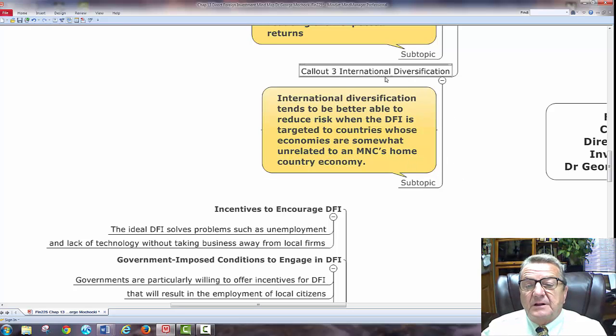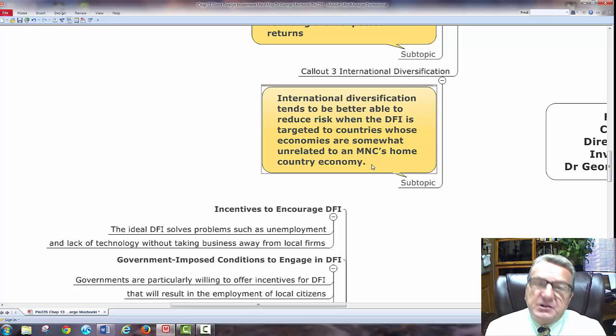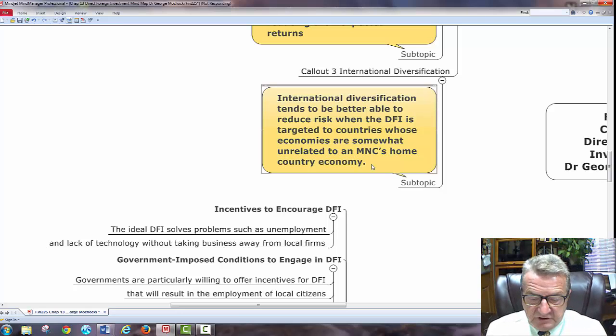Now this one here, call out international diversification. It tends to be better able to reduce risk when direct foreign investments target countries whose economies are somewhat unrelated to the MNC's home country. This is like hedging. Everything you're looking at through this whole chapter is hedging. How do I buy in the future, and how do I protect myself? Not to make abnormal profit or abnormal losses. What I want to do is make a little money, but most of all have the right amount of money at the right time, with some left over for spending. Okay?